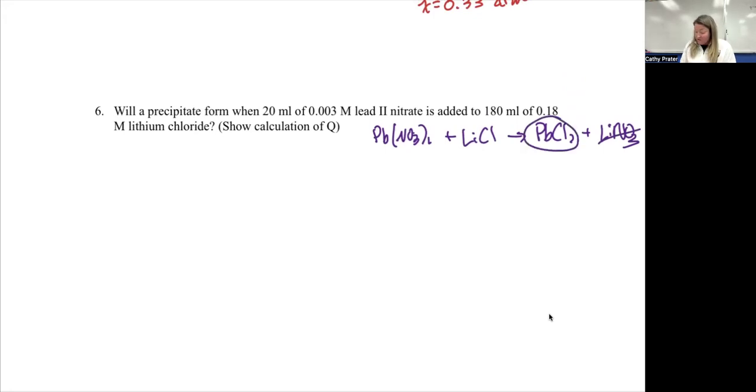Is it PbCl2? Well, if I go to this chart, I find that PbCl2 indeed has a Ksp value, indicating that it's a likely suspect. PbCl2 has a Ksp of 2.4 times 10 to the negative fourth. So that's the precipitate of interest.